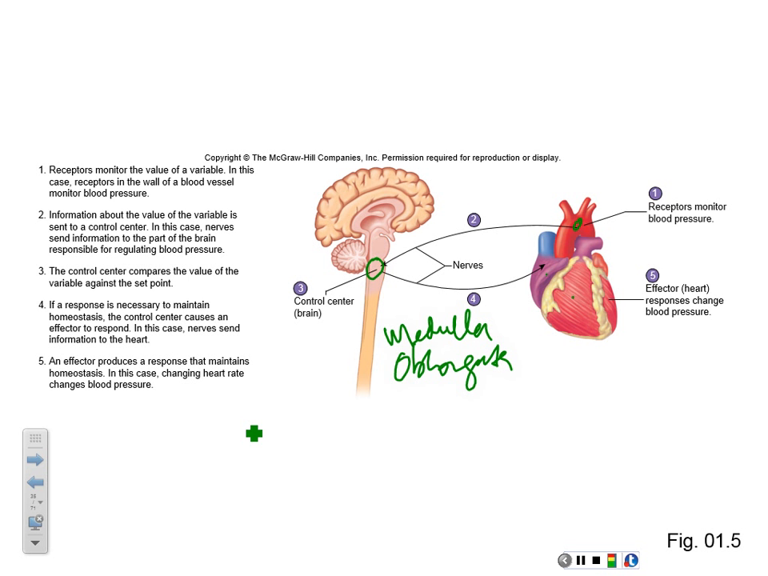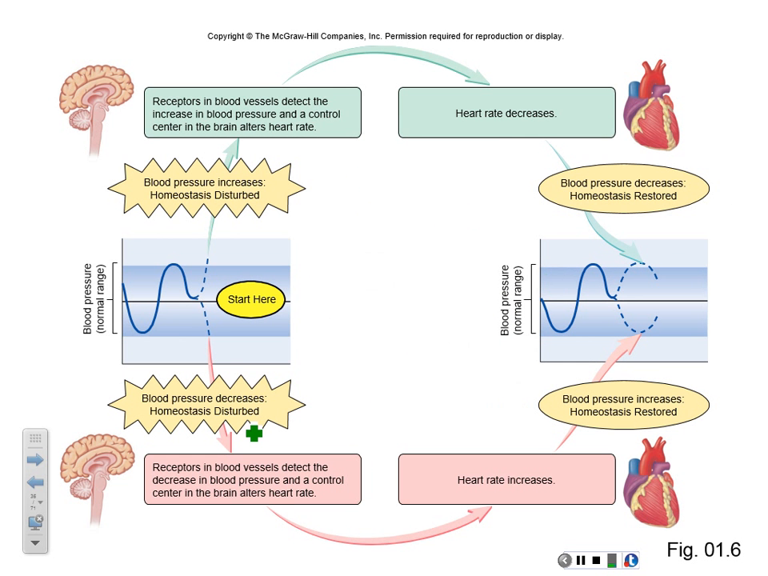And then the effector organ will take it back down to normal. All right. Very good. This is just another scenario with blood pressure. It shows you if blood pressure is going down here, then heart rate goes up. If blood pressure is going up, then heart rate goes down, right? So that you bring it back down to that normal range.